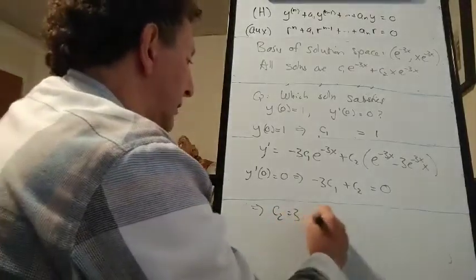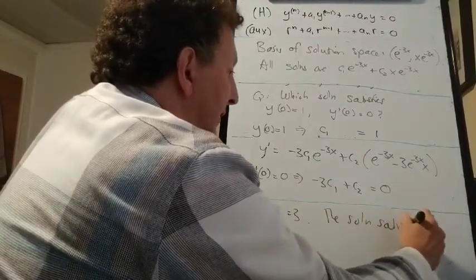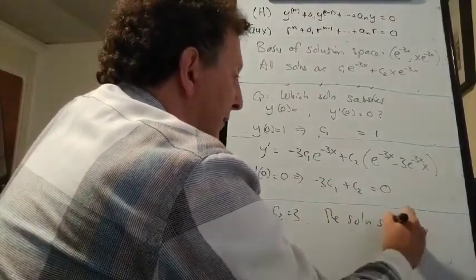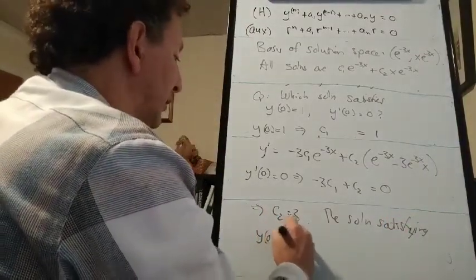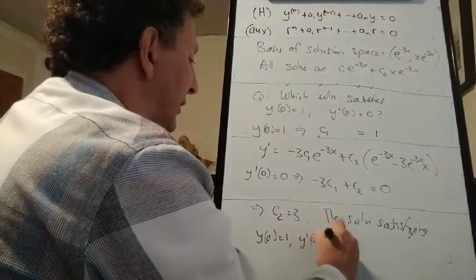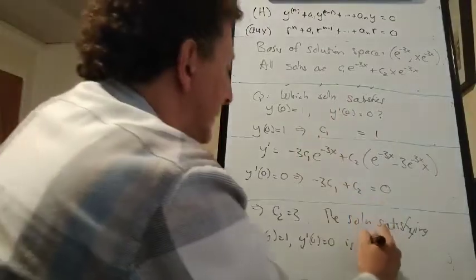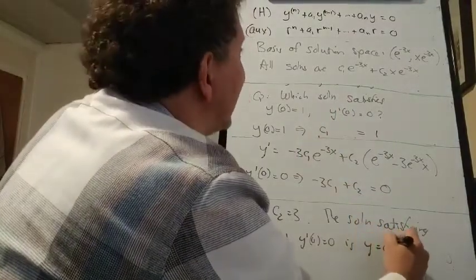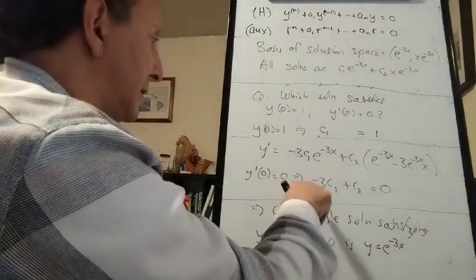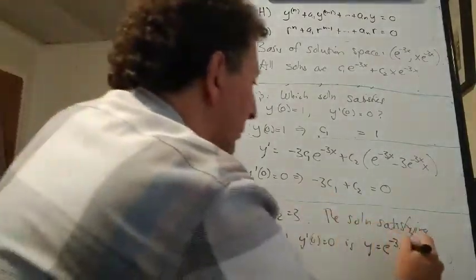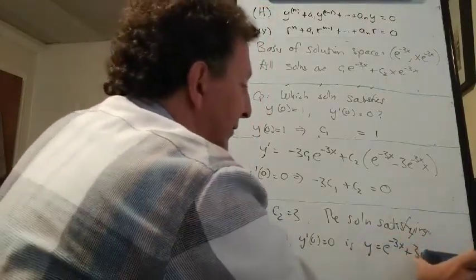So the solution satisfying y of 0 equals 1, y prime of 0 equals 0 is, with c1 equal to 1, y equals e to the negative 3x plus 3x e to the negative 3x.